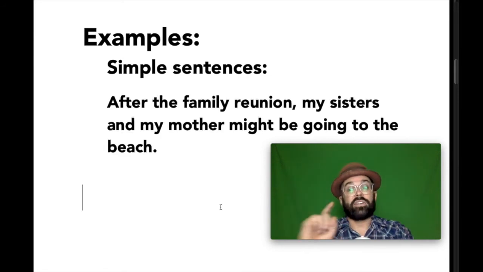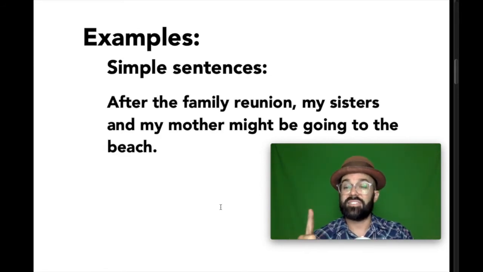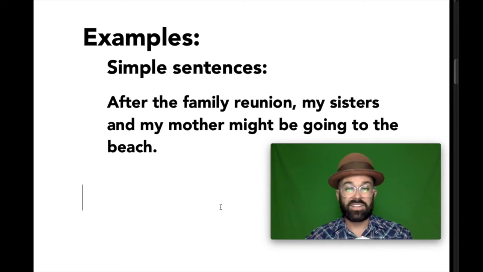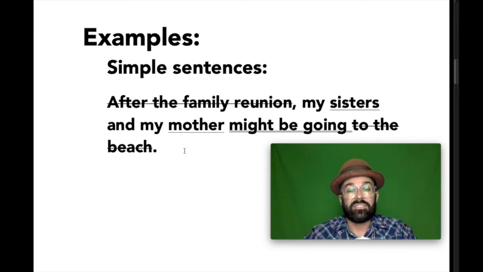Now, take a look at this example. This is a longer sentence, for sure. After the family reunion, my sisters and my mother might be going to the beach. There's a lot of information in here. There's a lot going on. But if we break it up, if we start to look at the different parts and mark them, it would look like this. And here we see that after the family reunion is a prepositional phrase.